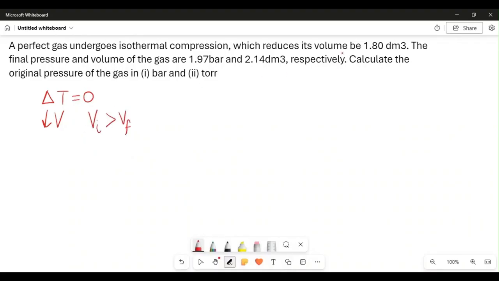And it reduces its volume by 1.8 dm cubed, meaning the change in volume is 1.80 dm cubed or liters. Dm cubed and liters mean the same thing. The final pressure of the gas is 1.97 bar. So final pressure, which is PF, is going to be 1.97 bar. Let's just stick to writing this as dm cubed since we have another volume saying dm cubed.